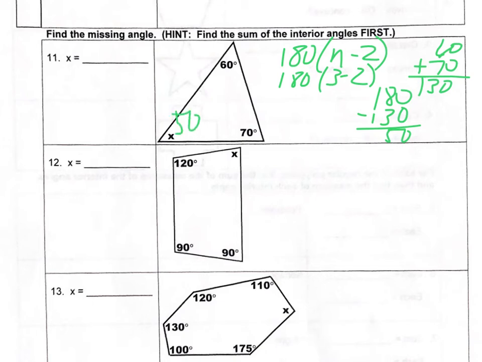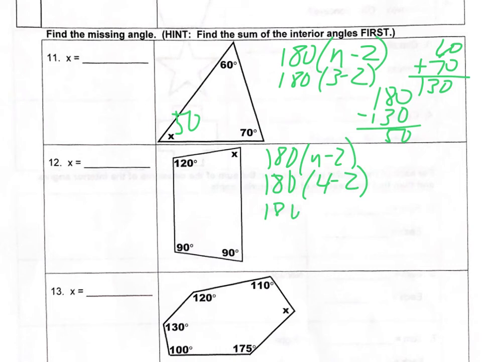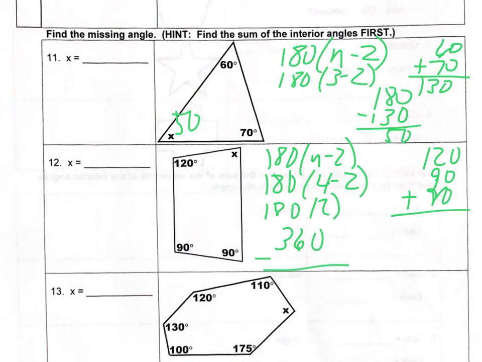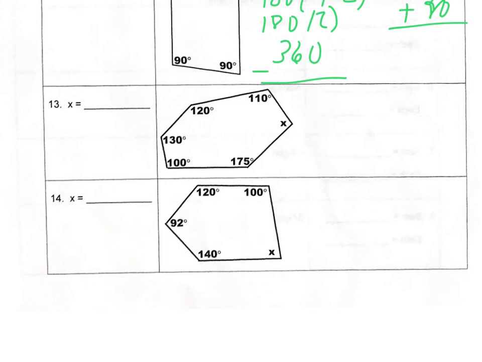This is a four-sided figure, so you say 180 times n minus 2. So 180, 4 minus 2 is 2, so 180 times 2 is 360. So you would say 120 plus 90 plus 90. You'd get your total, and then you'd say 360 minus whatever it is, and that would get you that angle right there. And you're going to do the same thing on the next one and the next one.